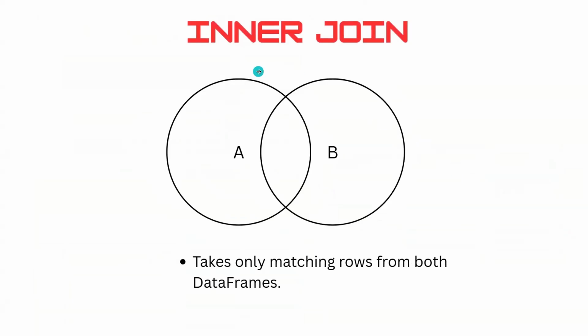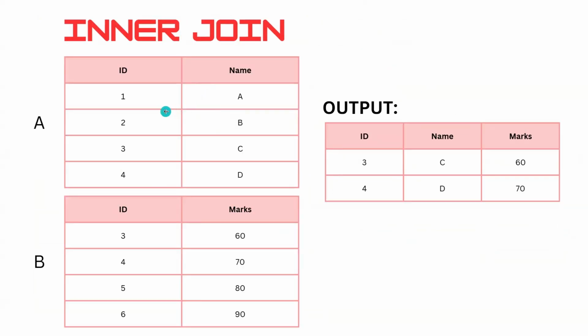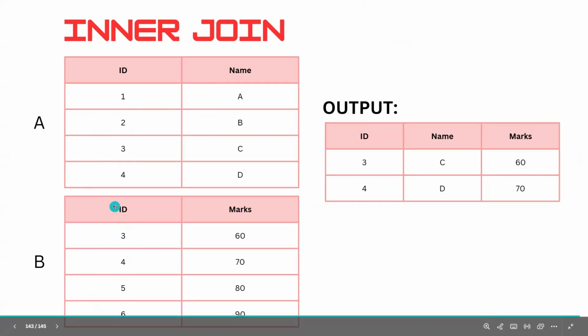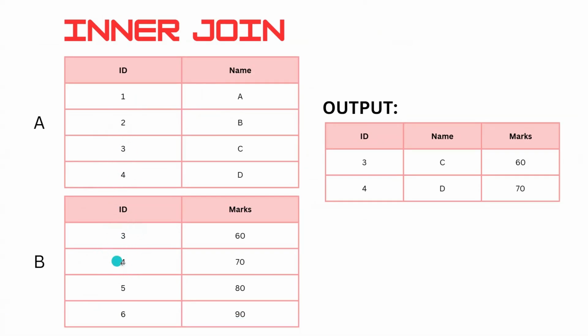Now, inner join is all about whatever is matching, it will consider that. So it will consider all matching rows from both data frames. In data frame A, we have 1, 2, 3, 4 ID, and in B, we have 3, 4, 5, 6. So the matching one here is 3, 4, which means it is going to be 3, 4, 60, 70, and CD. And yes, this is the output. So it will take whatever is common in both of them.